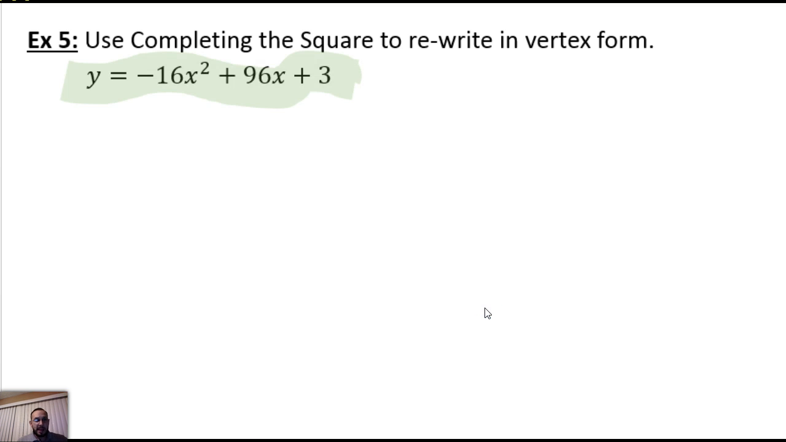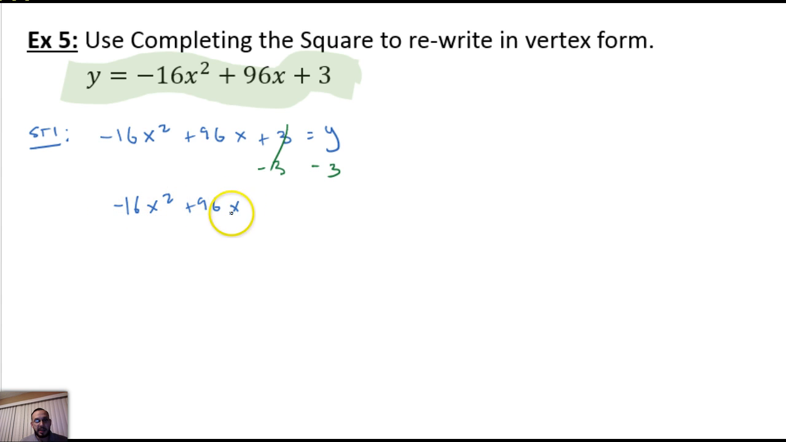So I have one final example to go over. This is a little harder one, so it's just green. And I'm going to teach you again what to do if you have a leading coefficient. So the first thing I always like to do is to rewrite this to a more comfortable form. Negative 16x squared plus 96x plus 3 is equal to y. I'm going to go ahead and subtract 3 from both sides. Minus 3, minus 3. This goes away. I get negative 16x squared plus 96x is equal to y minus 3.